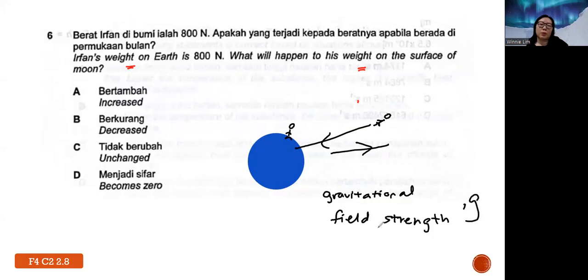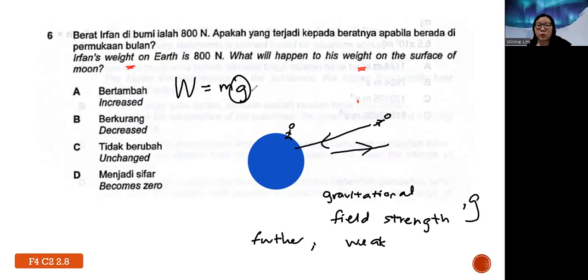g will become weaker when you are further away. Since the idea of weight is equivalent to mg, you see your g becomes smaller, right? So that's why your weight supposedly decreases. Because on the Moon, that's how astronauts are actually floating on the planets.